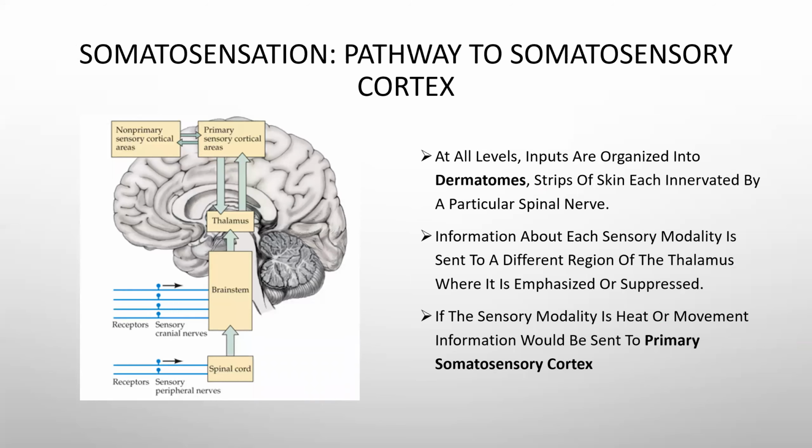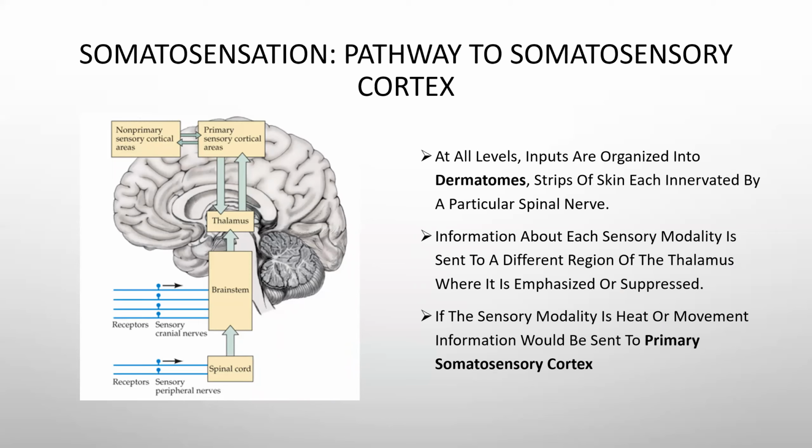At all levels, inputs are organized into dermatomes, which are strips of skin, each innervated by a particular spinal nerve. Information about each sensory modality is sent to a different region of the thalamus where it is emphasized or suppressed. Okay? So think about that.